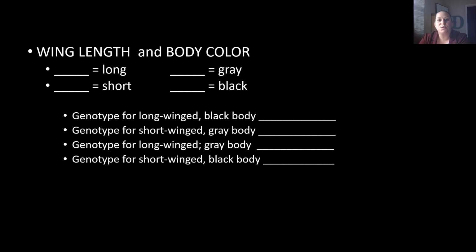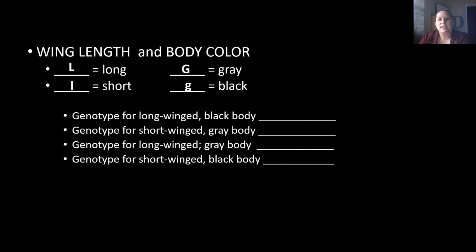In this case, I'm going to use wing length and body color in flies. Okay, so wing length, dominant is long, whereas recessive is short. So I'm going to use a big L for long, a little l for short. In body color, gray is dominant over black. So big G is going to be gray, little g is going to be black.